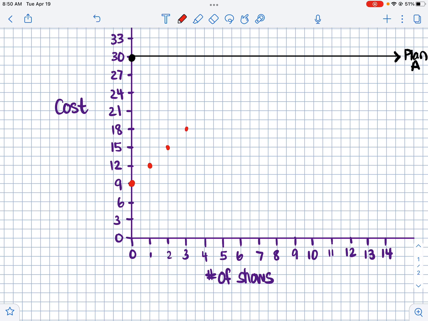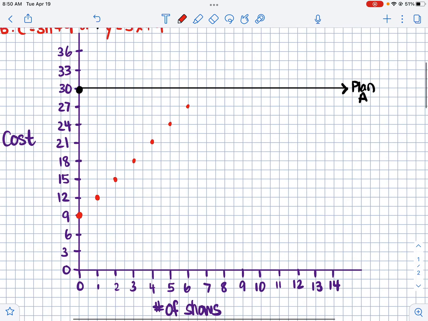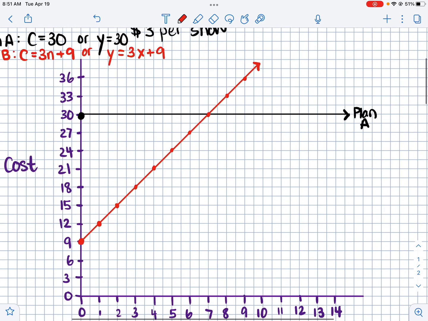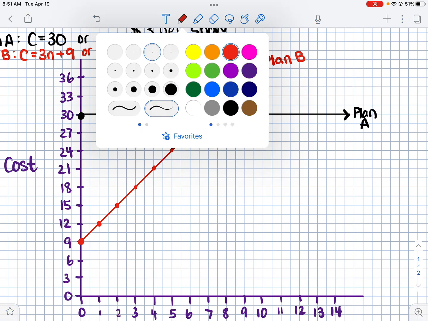Sorry, I'm going to do that real quick. Going up by $3 every time, which is why I chose to go up by 3s on my scale. Clever. Okay, there we go. Now I'll just try to make a straight line here. Okay, there we go. That is plan B. It's always good to label your lines too. Plan A, plan B. It's very clear.